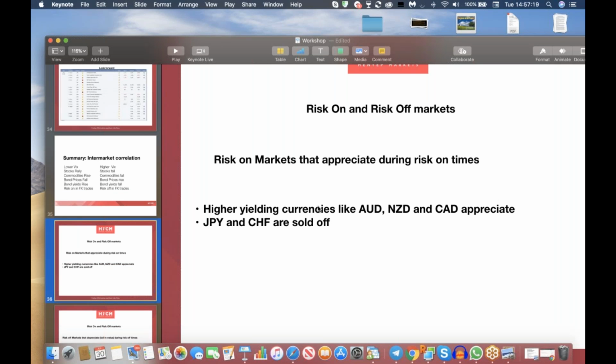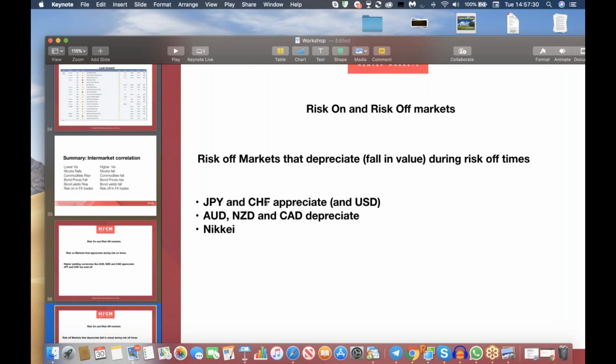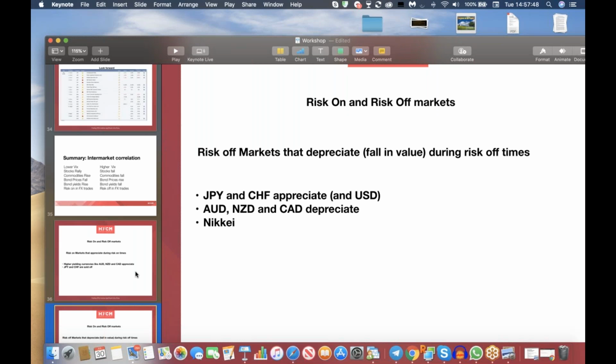Whenever you get a risk on market, high yielding currencies like Australian dollar, New Zealand dollar, and Canadian dollar appreciate, and then the yen and the Swiss franc are sold off, and vice versa for a risk off market. That's why I was looking at pairing the pound with the yen, because there was a slight risk off market. So risk off market means that we get appreciation of the yen. So strong yen, weak pound, pound yen short made sense.